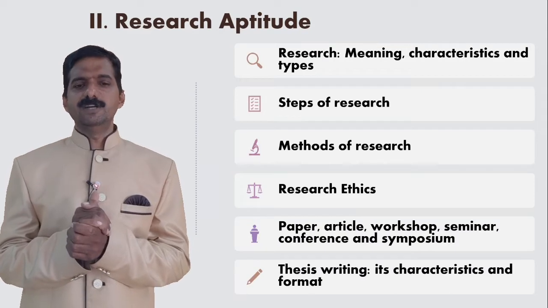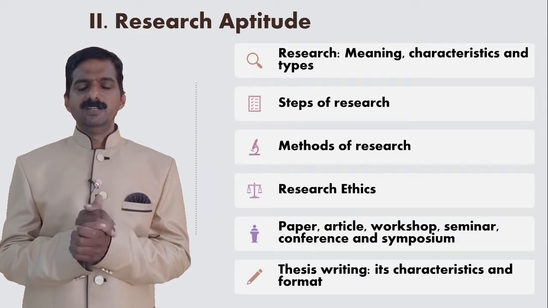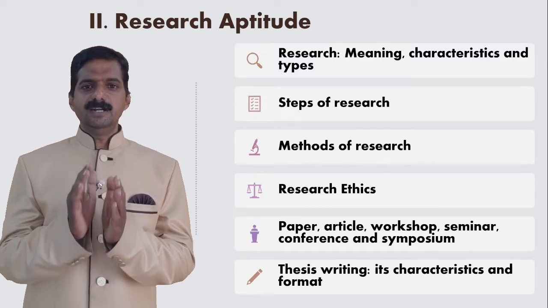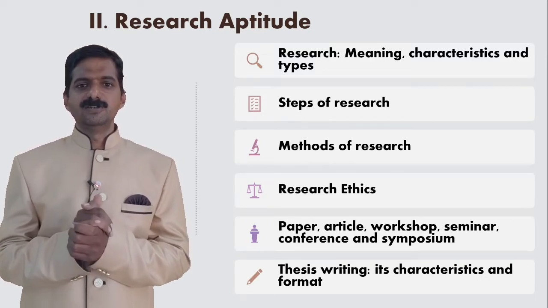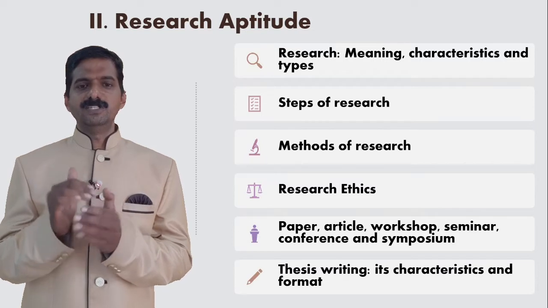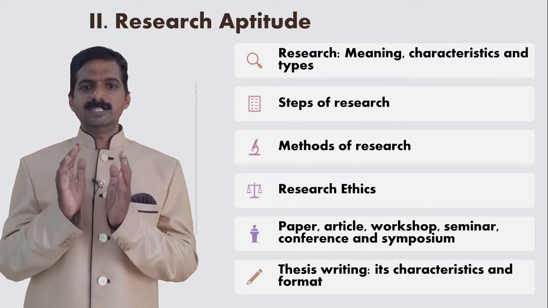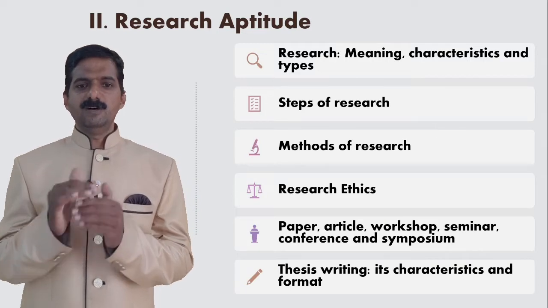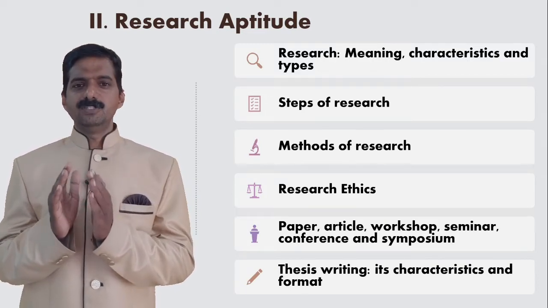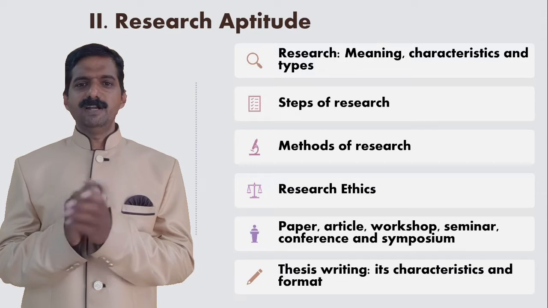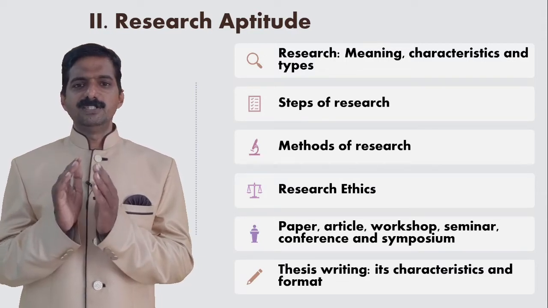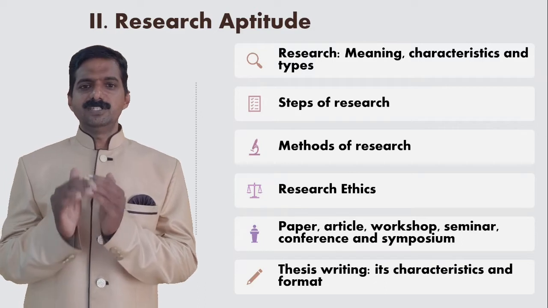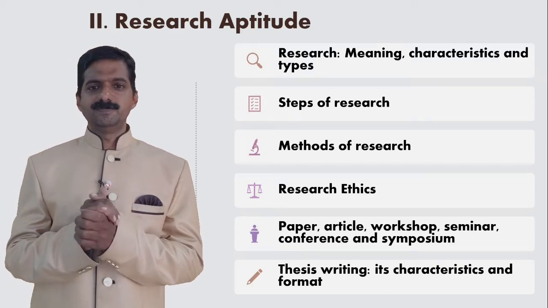Second section is related to research. So it is research aptitude. Under it, the meaning of research, as well as characteristics and types of research, steps of research, various types of methods, research ethics, as well as how to write research paper, what is the difference between workshop and seminar and conference, as well as research article, etc. Thesis writing, its characteristics and format.